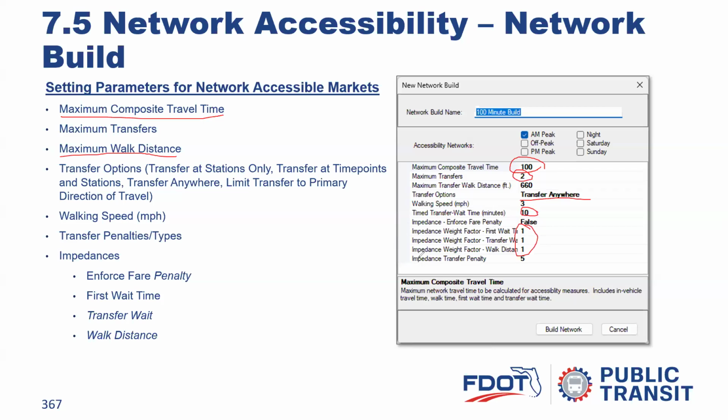I'm not sure if everyone knows what impedance is, but it's basically the composite measure of overall travel time. If you're doing accessibility calculations, you may want to penalize certain things more than others, and the weighting factor allows you to do that, as well as enforcing a fare penalty, because it may deter you from even getting on at a particular location if the fare is too high, et cetera. So there are different components of impedance laid out in this network build that we use for network accessibility.